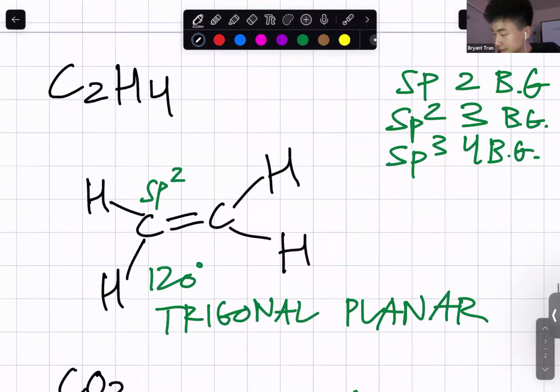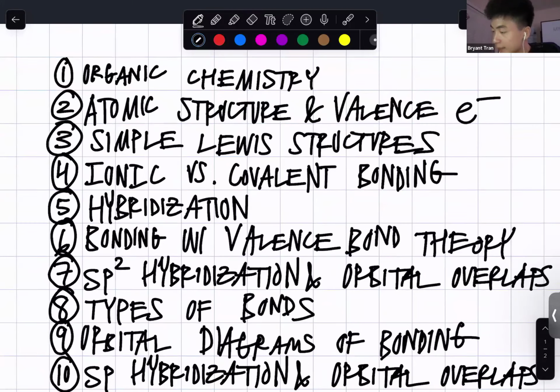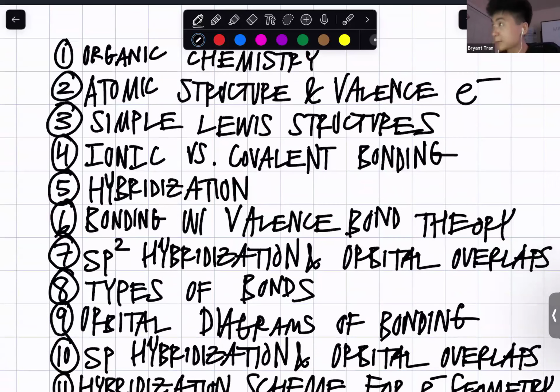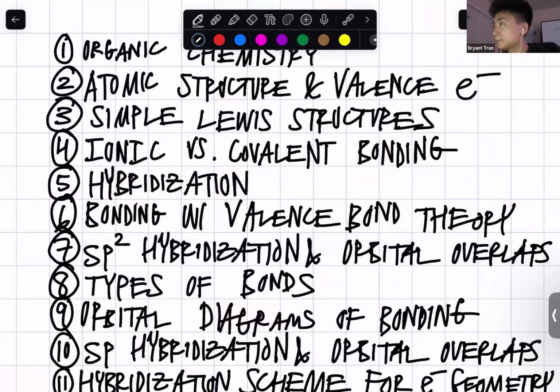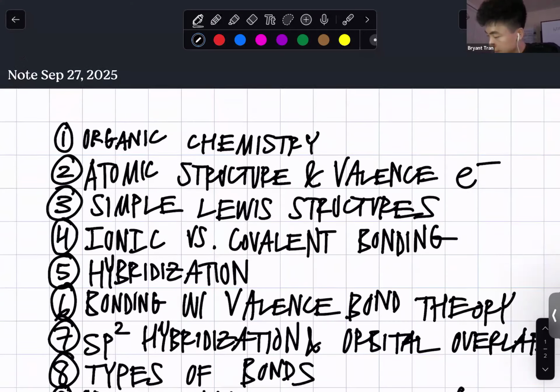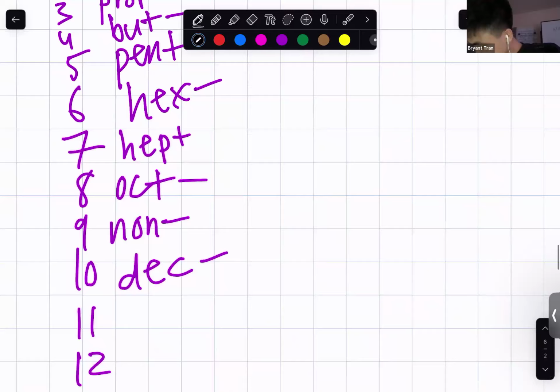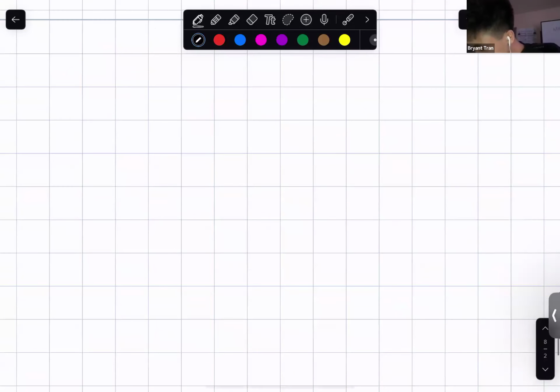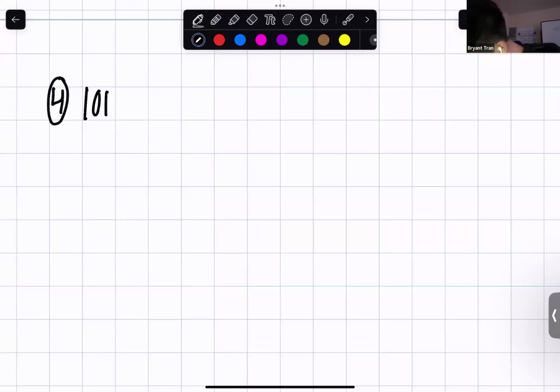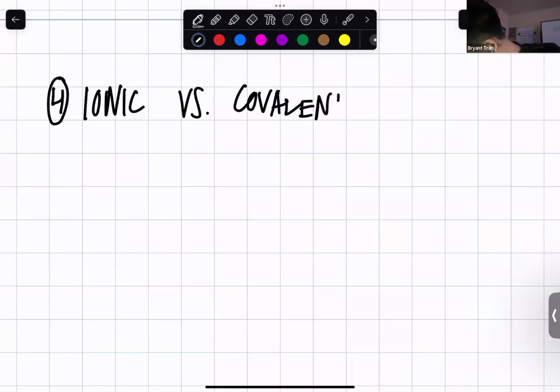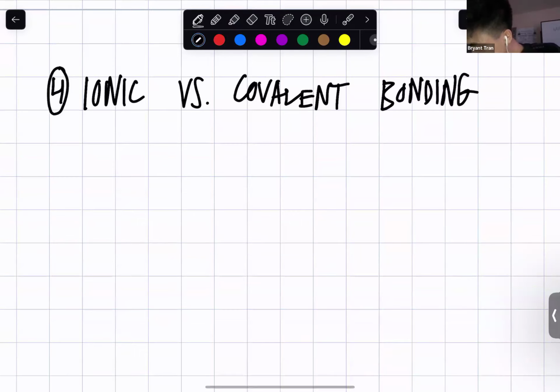So now let's move on to the next section, which is going to be ionic versus covalent bonding. Okay. Let's first talk about ionic bonding.